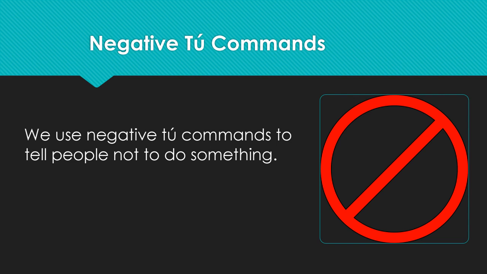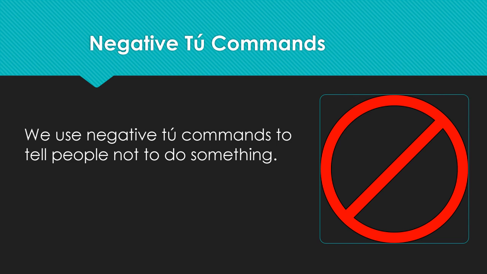So in the last video, we talked about affirmative tú commands. And you'll remember that we use affirmative tú commands to tell people what we want them to do. So today we're going to be learning about negative tú commands, which are just as important as affirmative tú commands, because sometimes we want to tell people what we want them to do, and sometimes we want to be able to tell people what we don't want them to do. And so negative tú commands can do that. They can tell people what we don't want them to do.